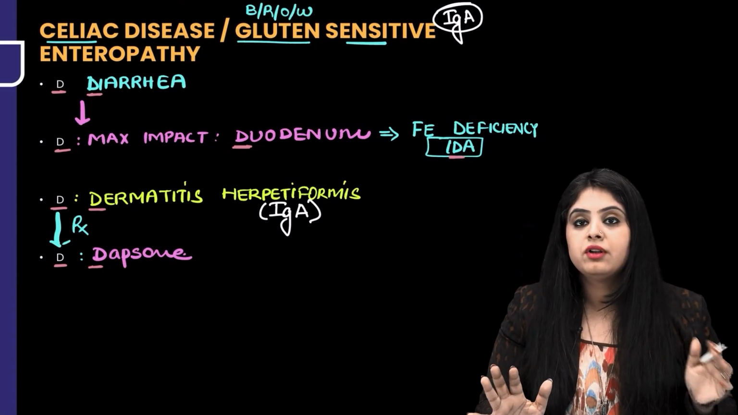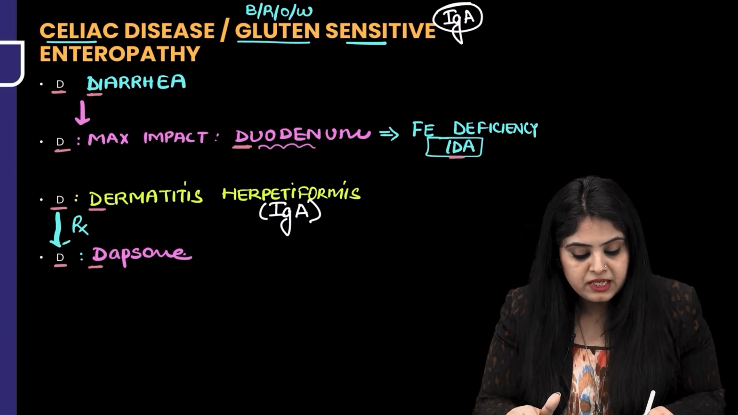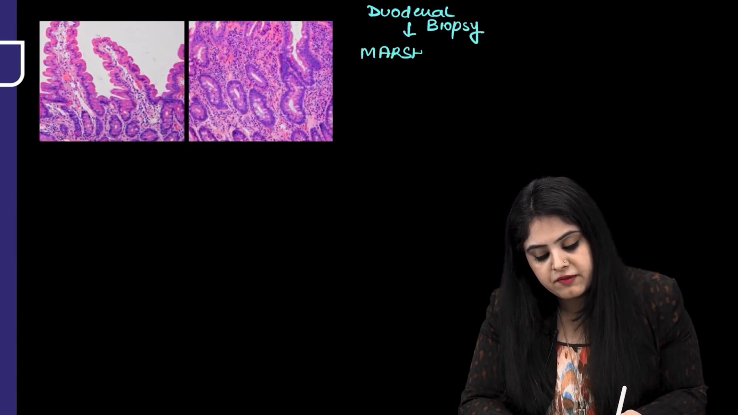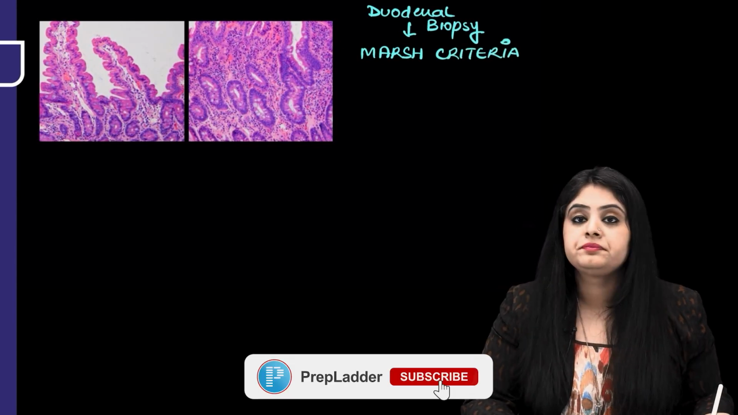What is a pathologist doing? What is happening in the duodenum? Let's look at a duodenal biopsy. So here you have in front of you a duodenal biopsy. And what we follow in a duodenal biopsy is a very famous criteria, which again you have read in medicine, called the Marsh criteria. What is it?